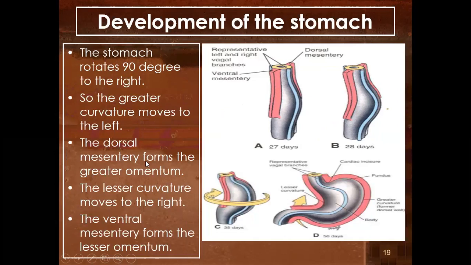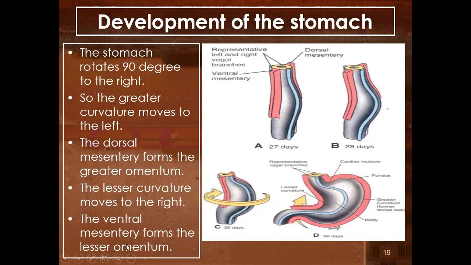The dorsal mesentery forms the greater omentum. So the mesentery which was attached behind before now comes to the right with the rotation. So you see here there is rotation. Now this becomes the greater omentum. The dorsal mesentery forms the greater omentum, and the lesser curvature moves to the right.